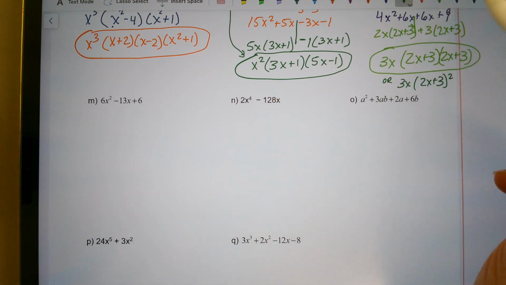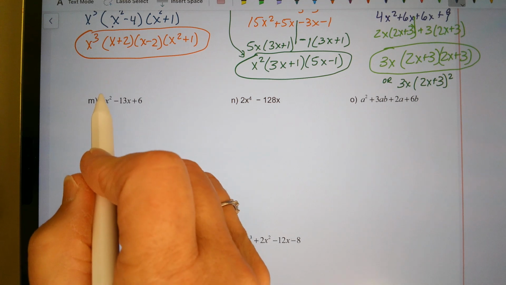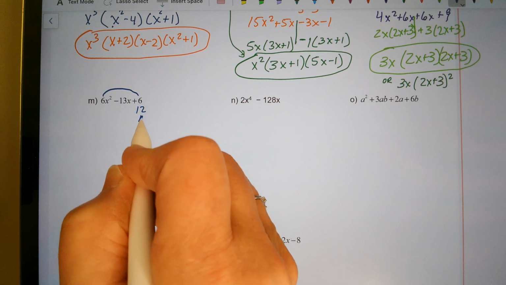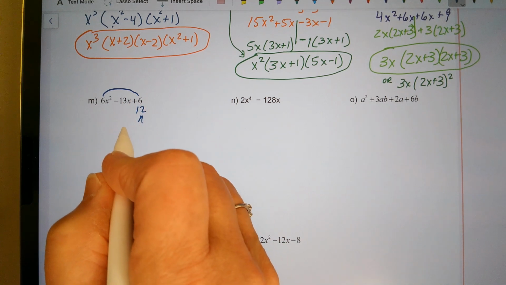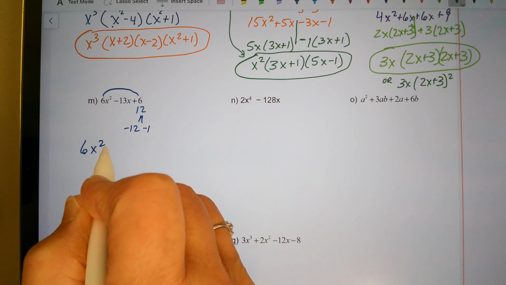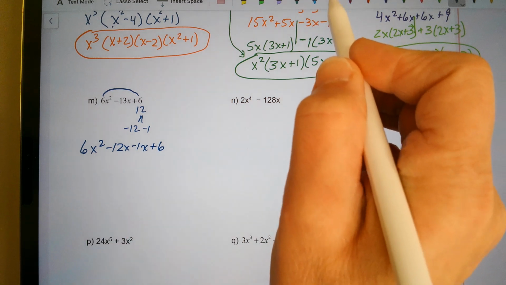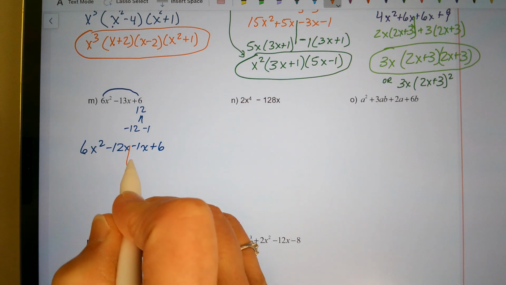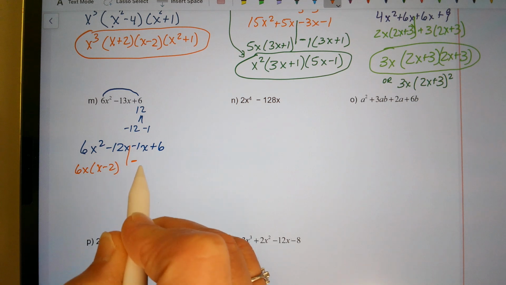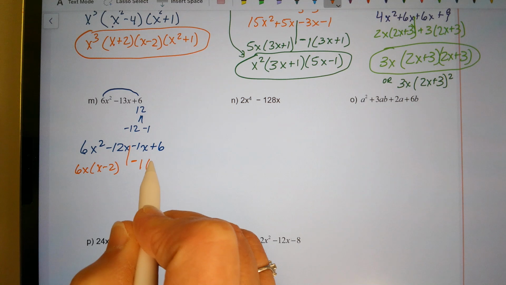Anything common to all three terms? No. It's a trinomial. The leading coefficient is greater than 1, so we multiply the leading coefficient times the constant, 6. We get 12. The factors of 12 that sum to negative 13: negative 12 and negative 1. So, grouping. Splitting the first two terms, GCF 6x. The last two, what's common is 1, but you're taking out a negative 1 actually.